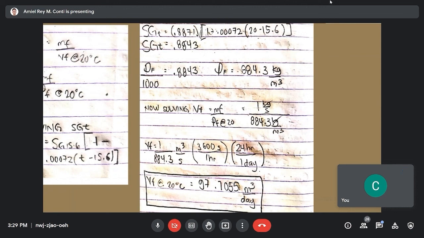Kaso nga lang... Excuse me, bakit dinivide sa 1,000 yan? Density po ng water, sir. Yung 1,000 kg per meter cube? Opo. Okay. Opo.